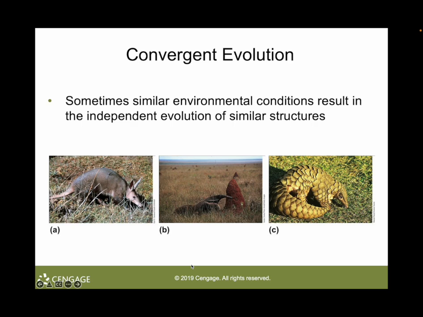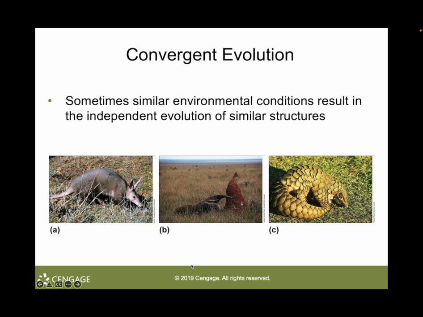They resemble one another in lifestyle and certain structural features. All have strong, sharp claws to dig open ant and termite mounds, and elongated snouts with long, sticky tongues to catch those insects. Yet aardvarks, anteaters, and pangolins evolved from three distantly related groups of mammals.